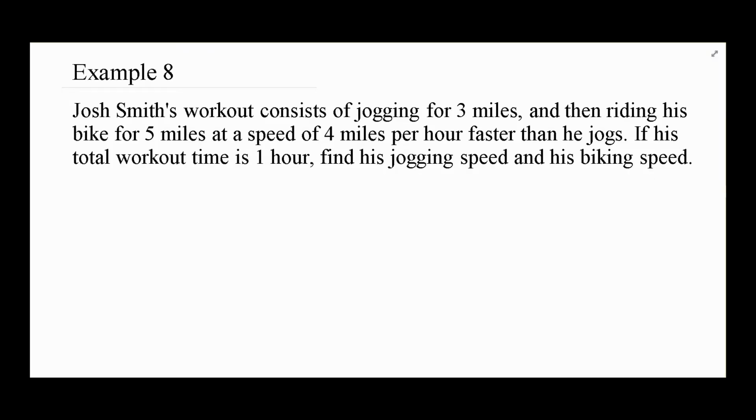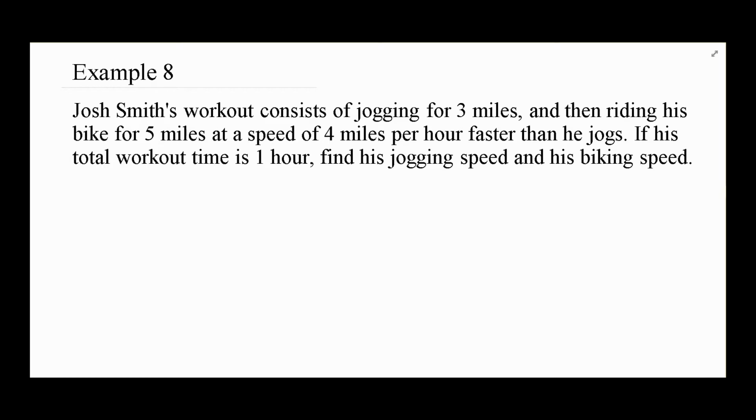All right, so let's move into some word problems now. This problem tells us Josh Smith's workout consists of jogging for 3 miles, then riding his bike for 5 miles at a speed of 4 miles per hour faster than he jogs. If his total workout time is 1 hour, find his jogging speed and his biking speed. All right, so there's a lot going on in this problem, quite clearly.